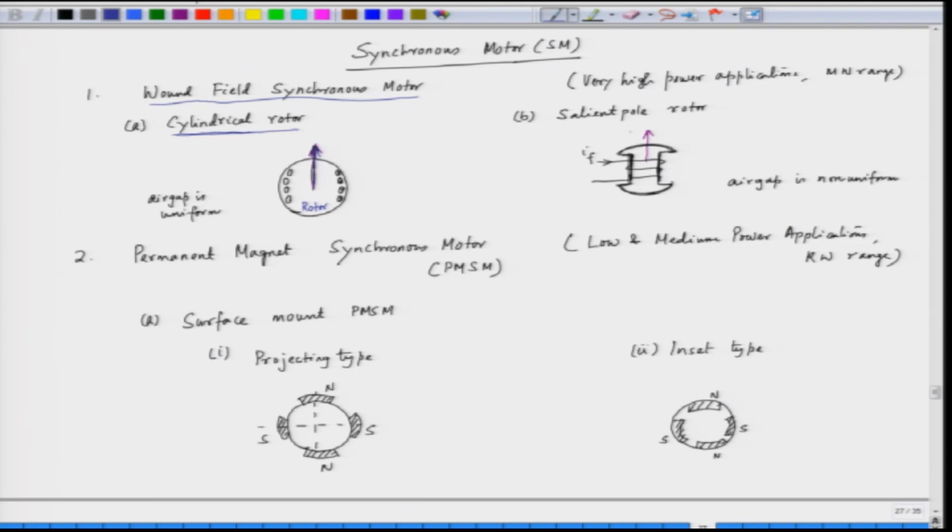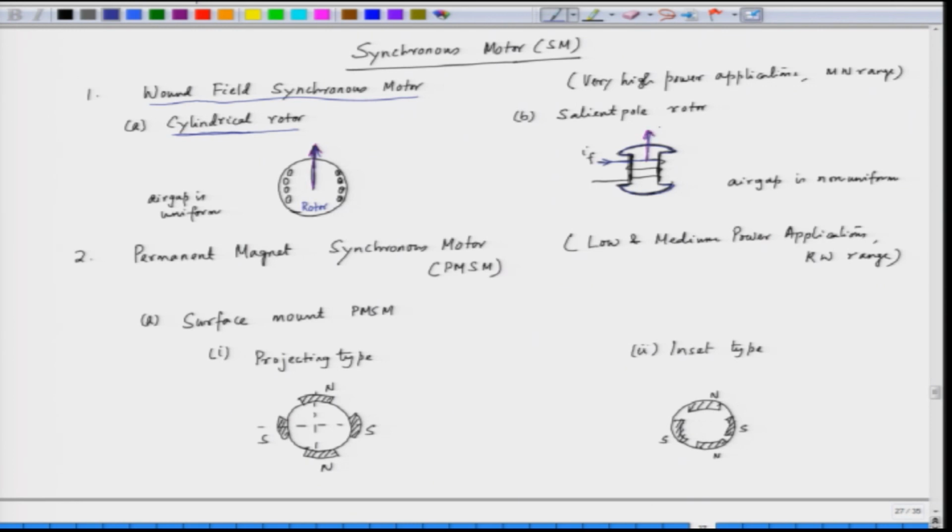On the other hand, in a salient pole rotor, the windings are placed around the rotor and we have salient poles like this, protruding poles, and the flux is produced if you apply the Ampere's thumb rule. If the current is flowing into this winding like this, the flux is produced in this particular direction.